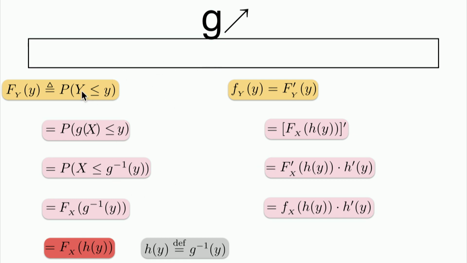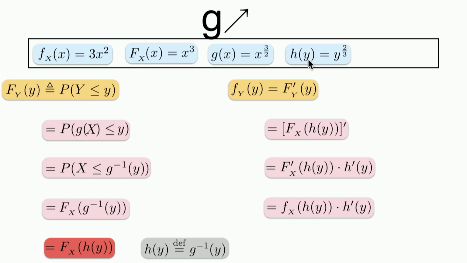Let's see how it corresponds to what we have done before. Let's look at the example that we had. We had f_X equal to 3x squared. The CDF of x was x cubed, just the integral of that. The increasing function we looked at was g of x equals x to the 1.5, and the inverse was y to the 2/3, just the inverse of this function. And we found that the PDF of y was just 2y. So let's see what happens when we do it in the general way.